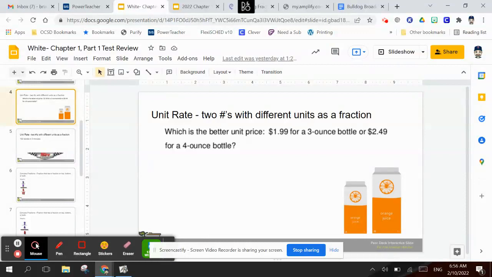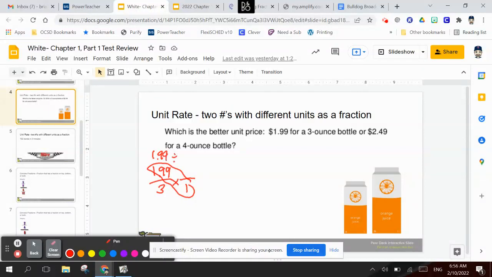Here in unit rate, which is the better unit price, $1.99 for a 3-ounce bottle or $2.49 for a 4-ounce bottle. So we're going to compare to see how much each one is for 1 ounce. So the 3-ounce bottle is $1.99 for 3 ounces. We want to know how much 1 is. So we cross multiply. $1.99 times 1 is $1.99. I'm going to divide that by 3. $1.99 divided by 3, and I get 66 cents per ounce.